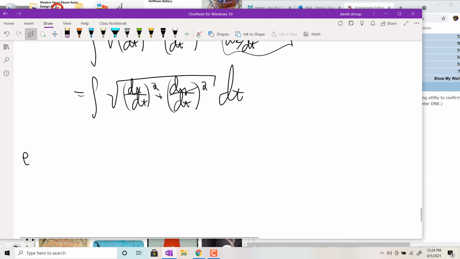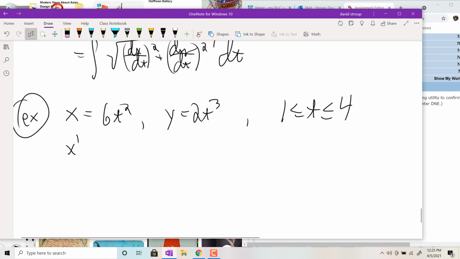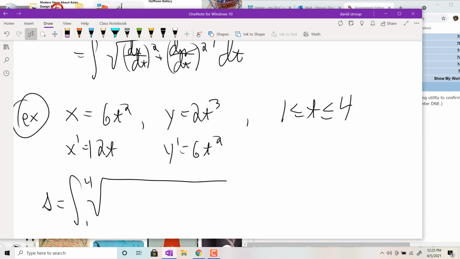So let's try one of these examples. We're given x equals 6t squared, y equals 2t cubed, and we want to find the arc length of that curve going from 1 to 4. Okay. And it's pretty much just plug and chug. So x prime is going to be 12t, y prime will be 6t squared, and then you dump it into your integral. So the arc length will be the integral from 1 to 4 of the square root of 12t squared, which will be 144t squared, plus 36t to the 4th dt.